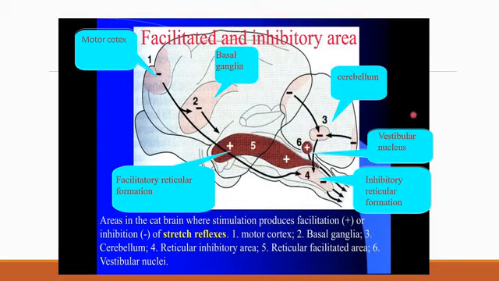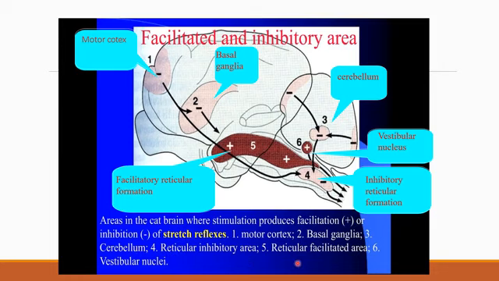And now we will see the higher control of this stretch reflex. What are the facilitatory and inhibitory areas of motor control or stretch reflex control? We can see here the negative signs and the positive signs. Positive means facilitatory areas. This is the example of a cat brain where stimulation produces facilitation and inhibition of stretch reflexes. First one is motor cortex, which is inhibitory. Second is basal ganglia, again inhibitory. Third is cerebellum, inhibitory. And fourth is the inhibitory reticular area.